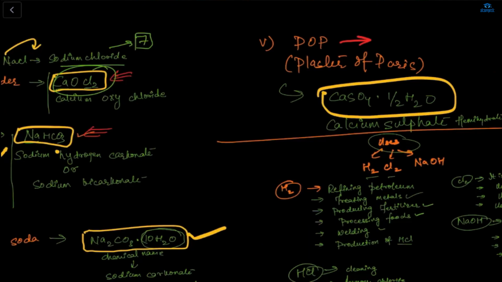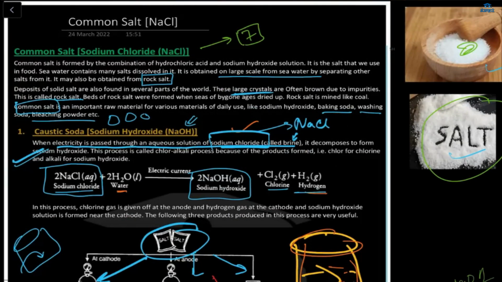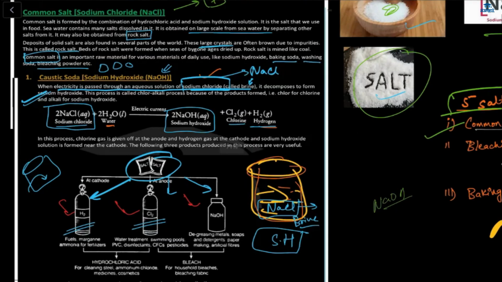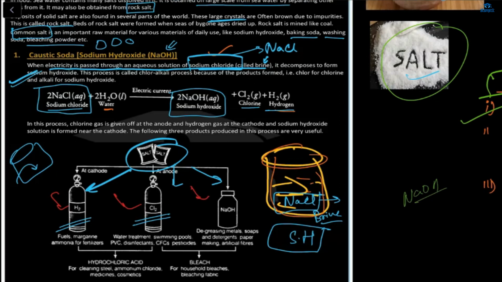Washing soda, and the last is your plaster of Paris. In the common salt, we will have all these: caustic soda, washing soda, baking powder, and plaster of Paris. So in the caustic soda, what will happen? We will pass electricity through a brine solution, then you will get caustic soda plus chlorine and hydrogen.